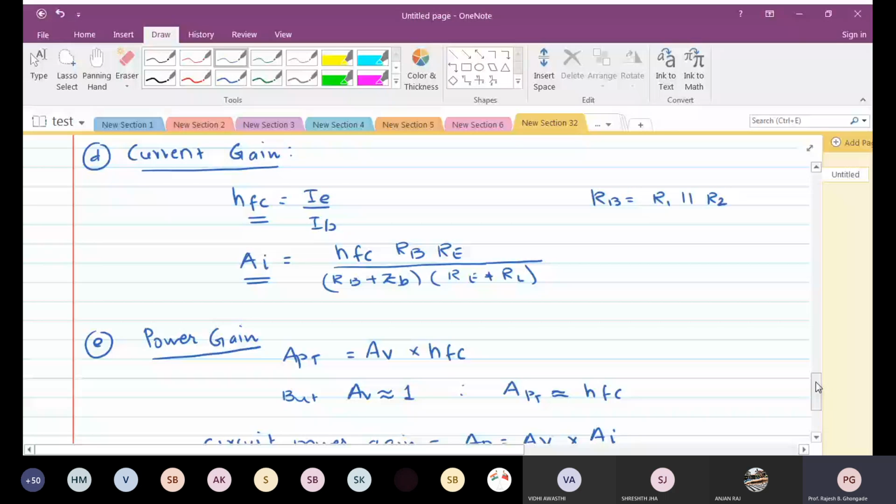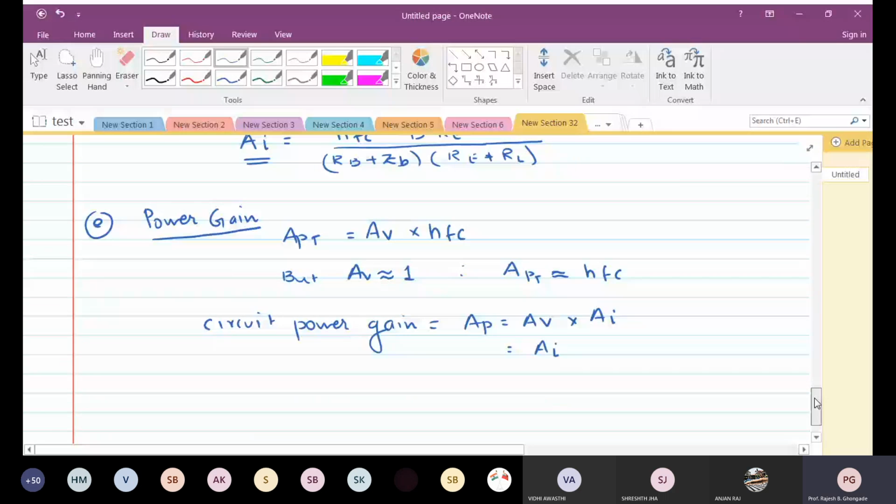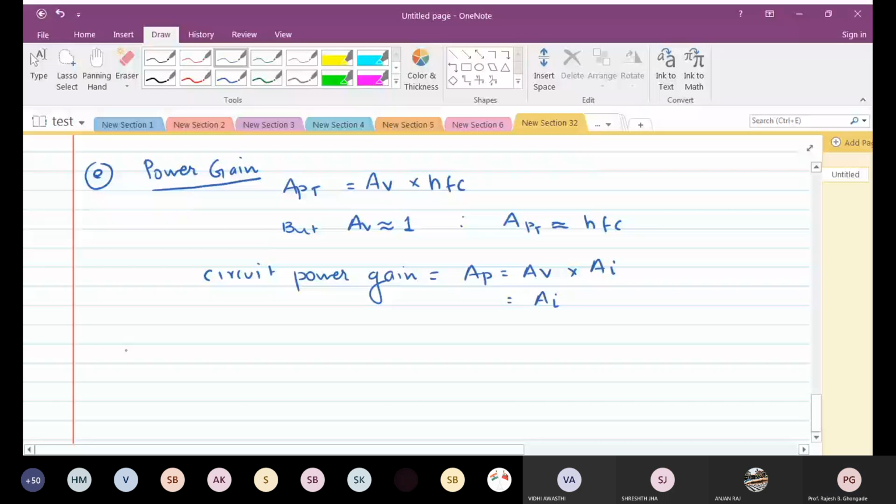Now the characteristics of this common collector amplifier, I just put it down here, are that it has very high input impedance, very low output impedance.